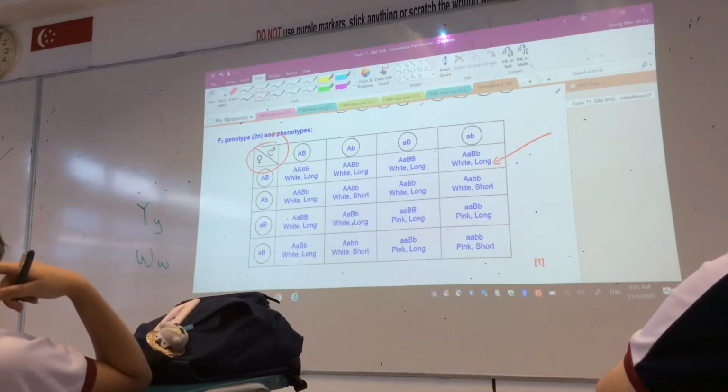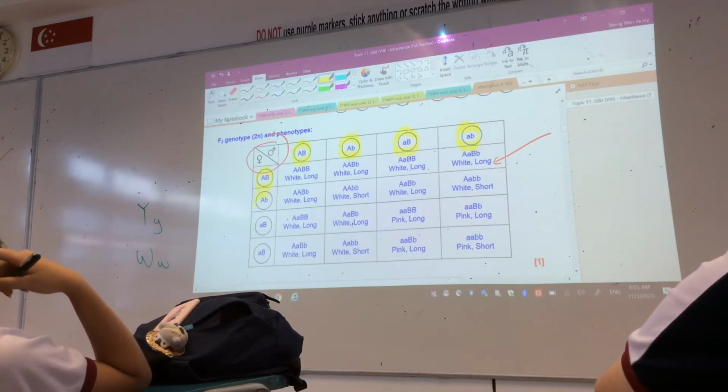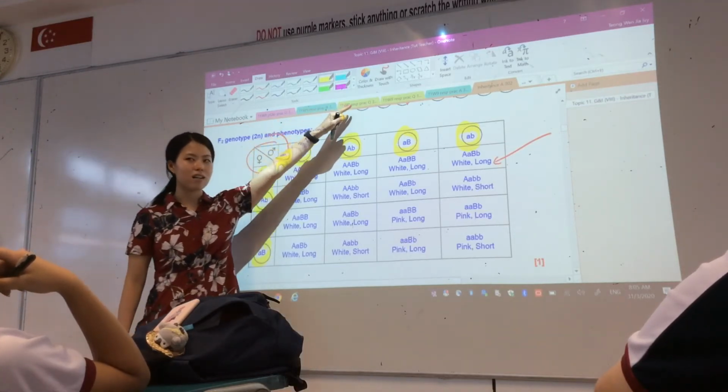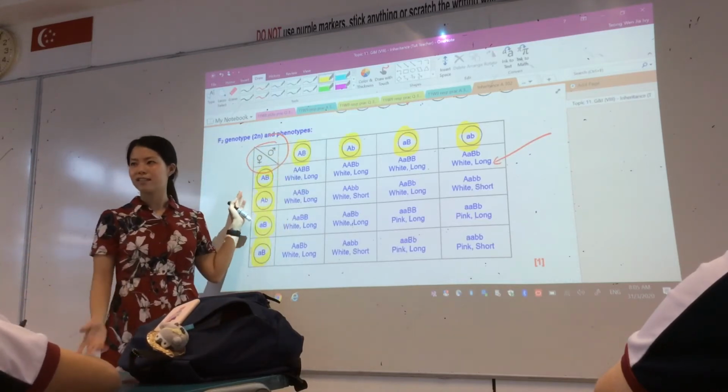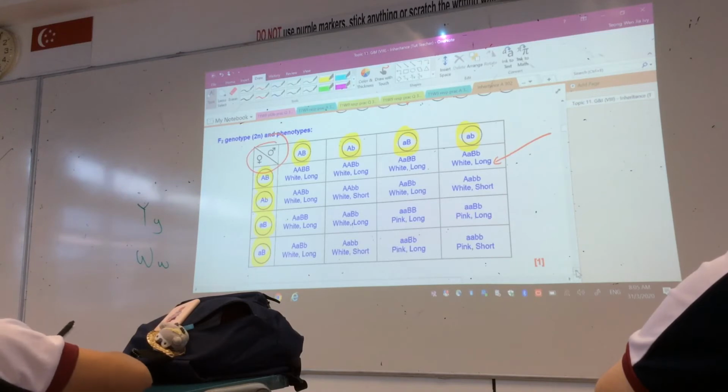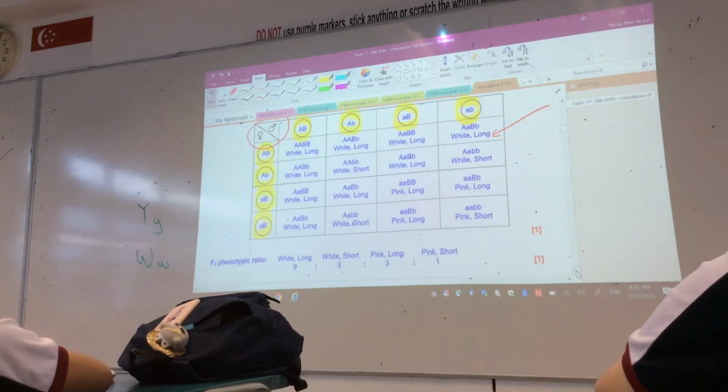A common mistake by students is this. For some reason, I don't know why, but when they draw the gametes inside the Punnett square, they always forget to circle the gametes in the Punnett square. They will remember on top, but in the Punnett square, they'll forget. So make sure you do that. Then after which you get all the genotype and phenotype.